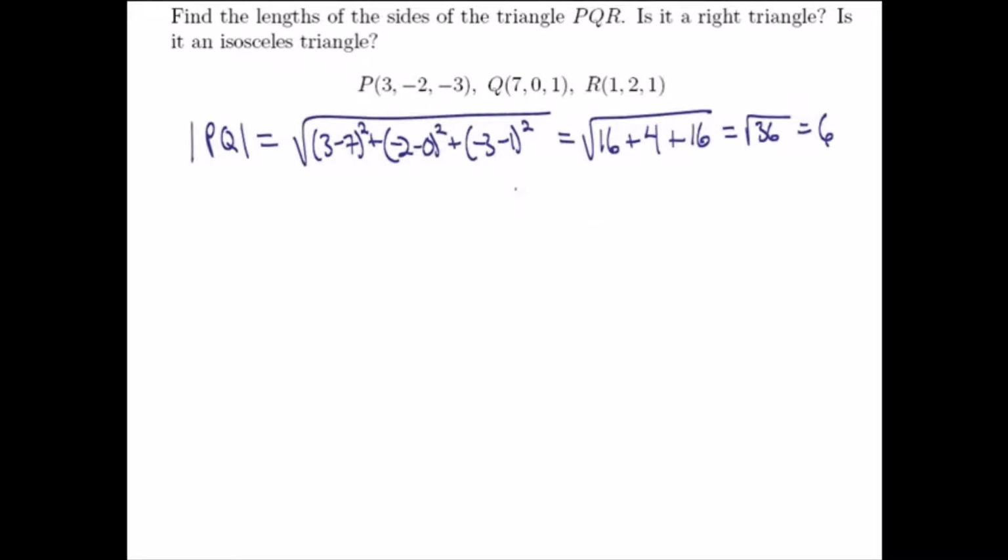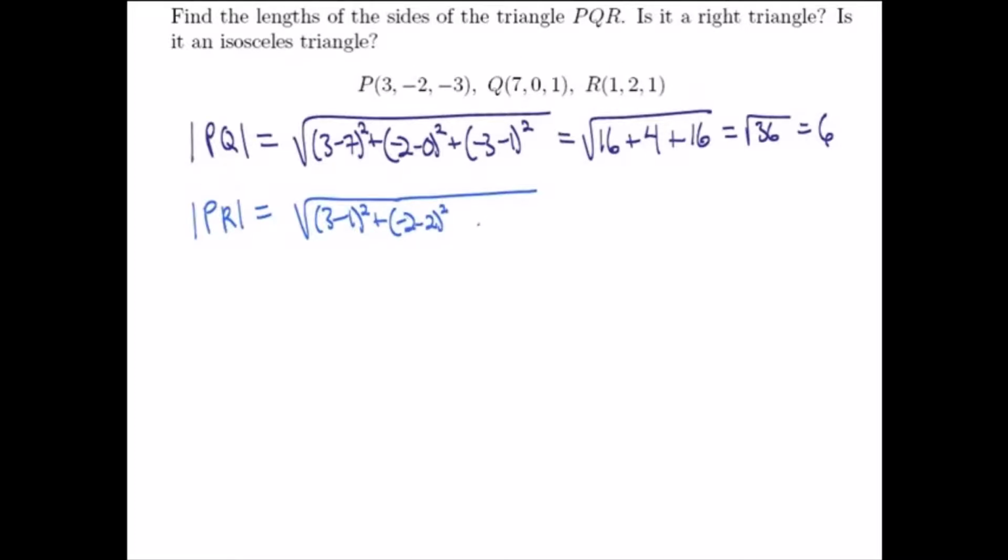Let's go ahead and find the length of PR. So the distance from point P to point R, which again, using the formula for distance in 3 dimensions, we're going to take the difference of the x values and square it. So 3 minus 1 squared, plus the difference of the y values, negative 2 and positive 2. That's a change of 4 there. Be careful with your minus signs.